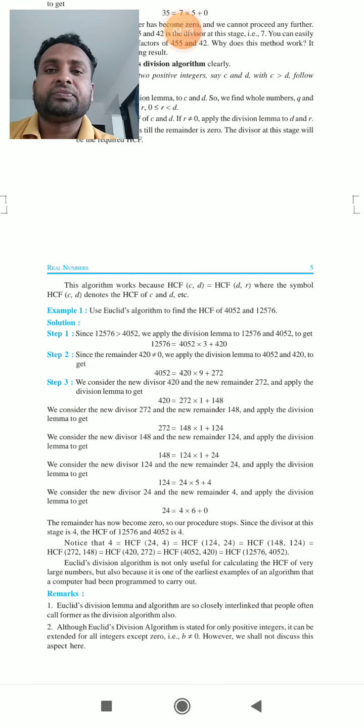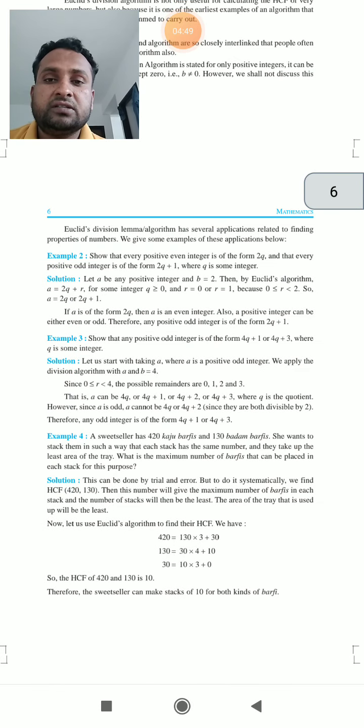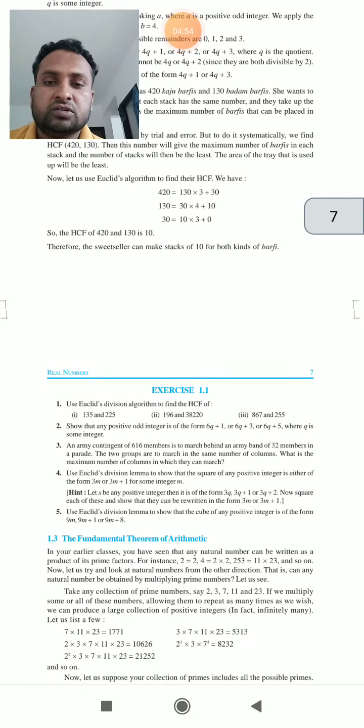Sometimes they will give the HCF and ask the question to find the LCM. So LCM is equal to the multiplication of the given two numbers divided by the HCF, then you will get the LCM. Here alternately you have to change, then you will get the unknown value. Now I think you understood how to find the HCF and the LCM by using the Euclid's division algorithm method. Next, see exercise number 1.1, how to find the HCF and the LCM by using this method.